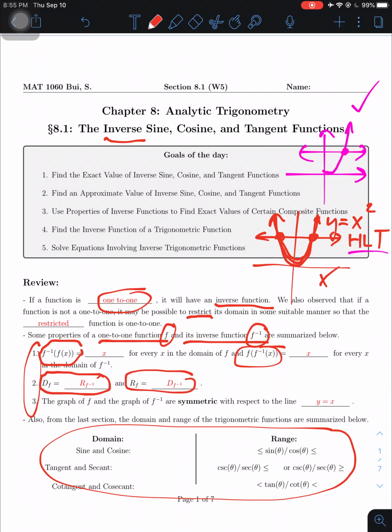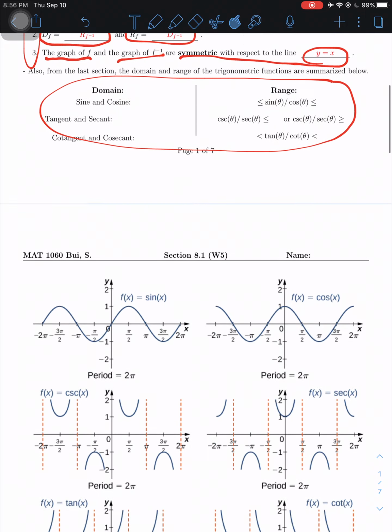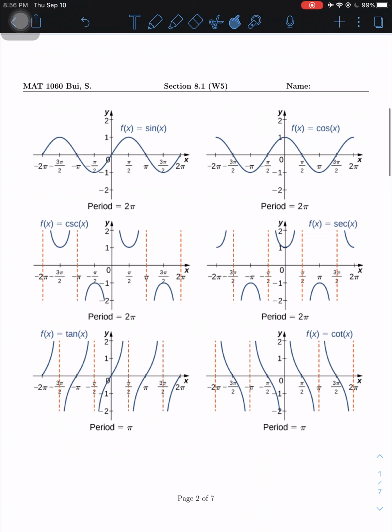Okay, and lastly, in terms of graphing, the graph of f and the graph of f inverse are symmetric with respect to the line y equals x. Okay, I'm not gonna ask you guys to draw this, but just fun facts. Okay, so now let's move on to more reviews.